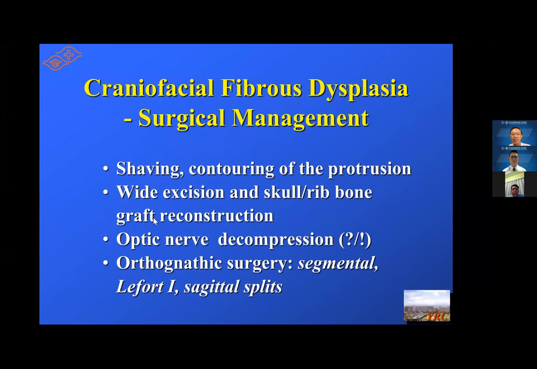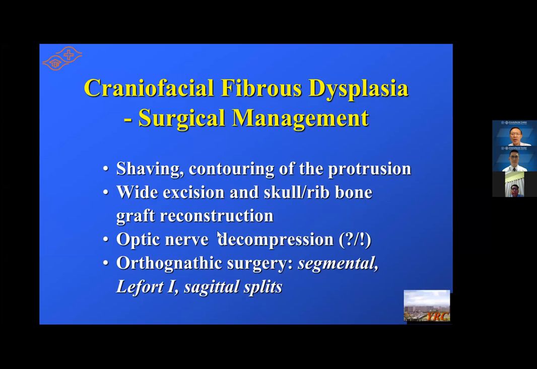Some patients have vision problems, and we thought we could do some optic decompression because the nerve has been encased by the fibrous dysplasia, where we want to decompress it. Hopefully the vision can be improved. And if the patient has some occlusal problems, we can do OGS, right? The 4-1 or a split, or even segmental osteotomies. The bone of the fibrous dysplasia after osteotomy heals quite nicely, very similar to normal bones.